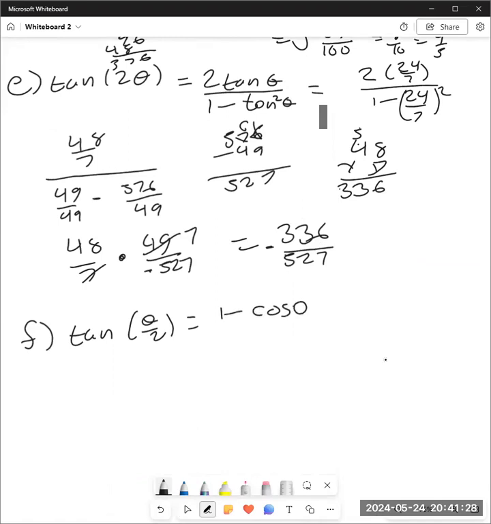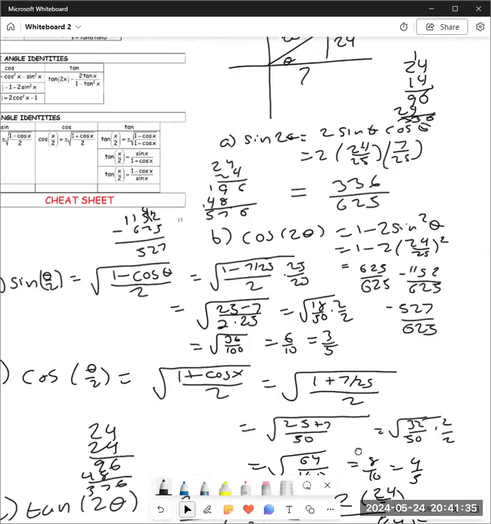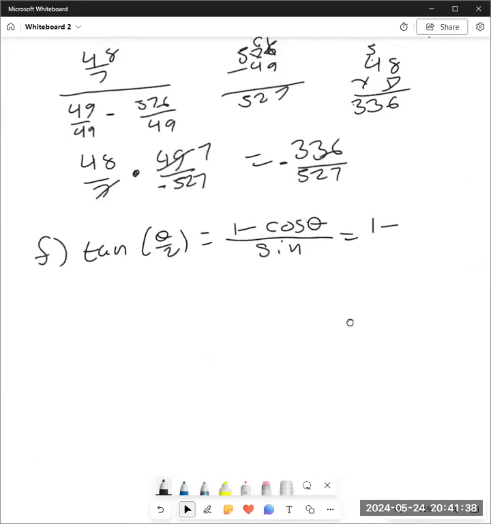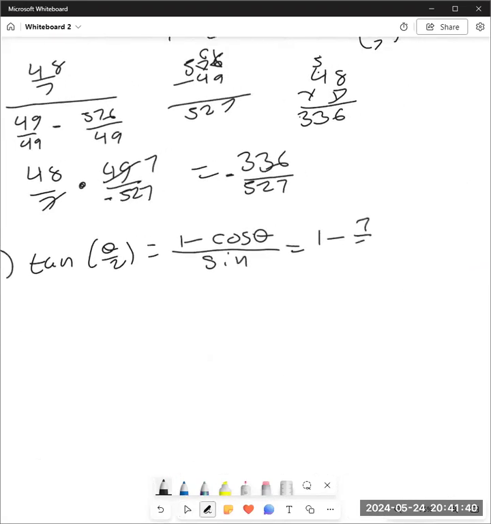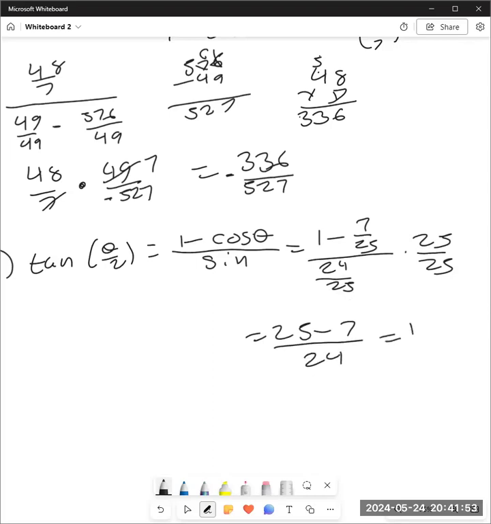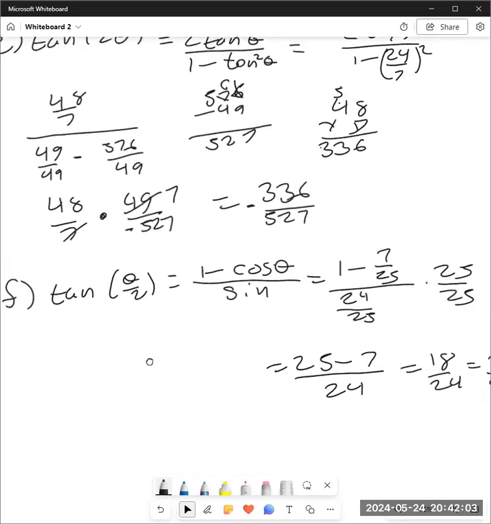1 minus cosine, and cosine is going to be 7 over 25, over sine, which is 24 over 25. We're going to multiply everything by 25 over 25, and we get 25 minus 7 over 24, which is 18 over 24. Both are divisible by 6. That's 3/4. All right.